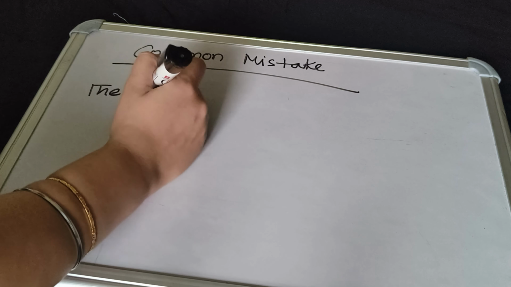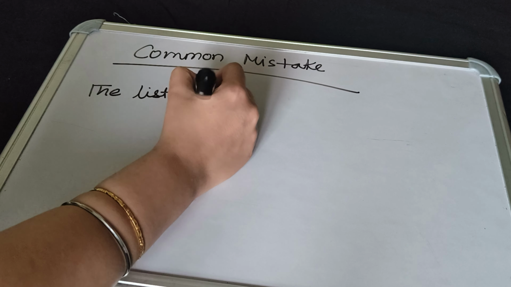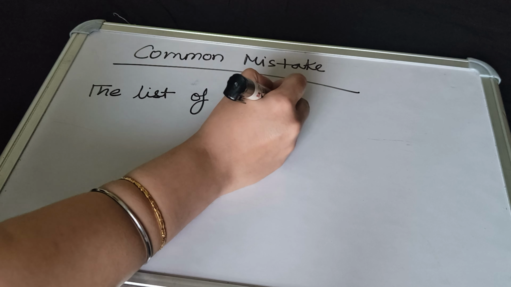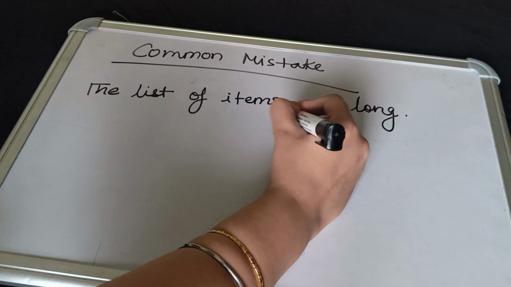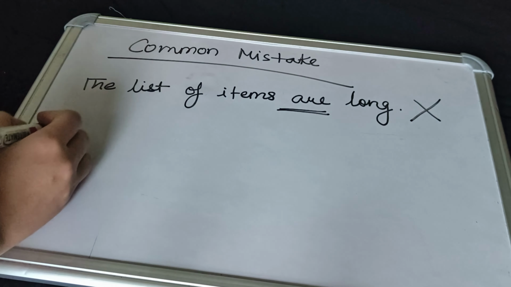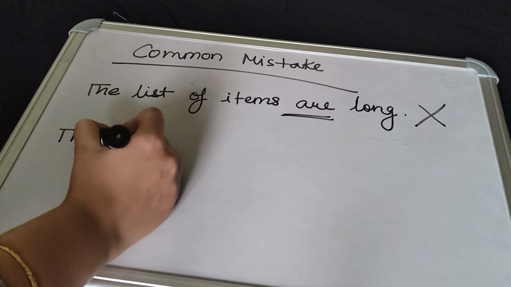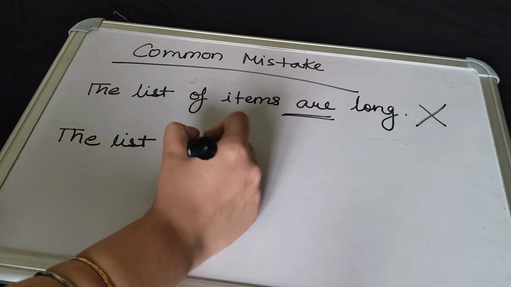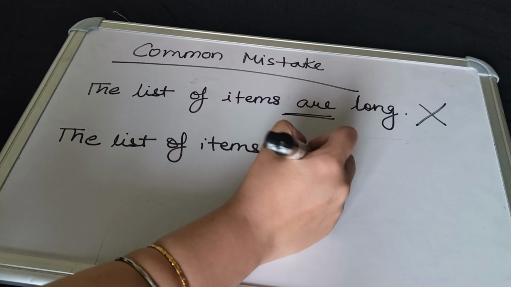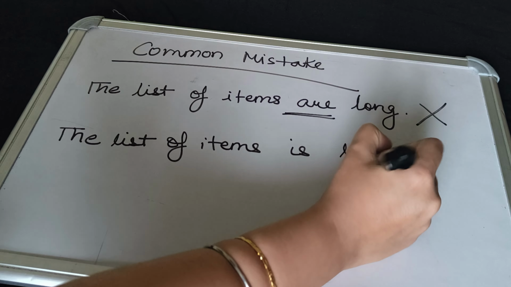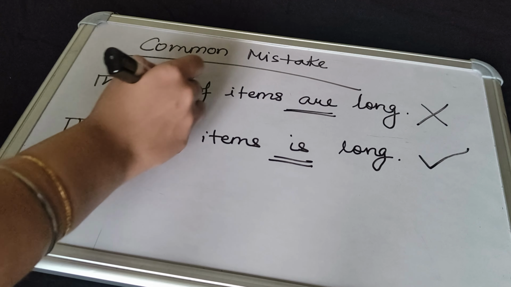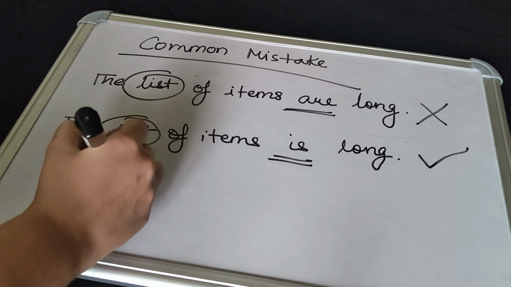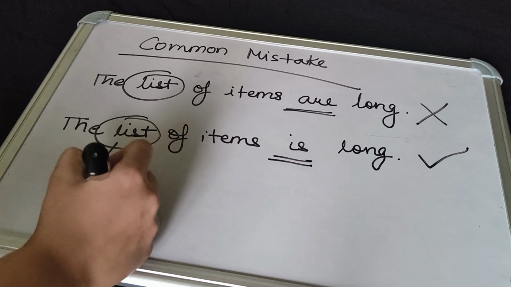Now let's understand the common mistake that most of us make while understanding such type of sentences. The list of items are long, okay? So we will consider it to be incorrect. That's not right. The list of items is long will be right. Why? Let's understand why the first sentence is incorrect and the second is correct. Now there's a reason to it.